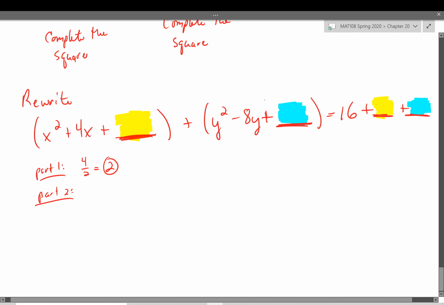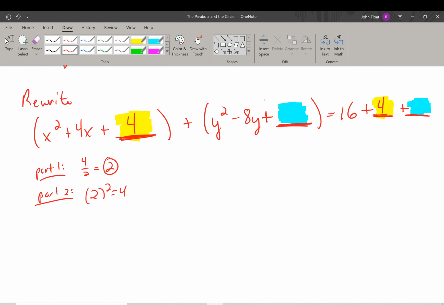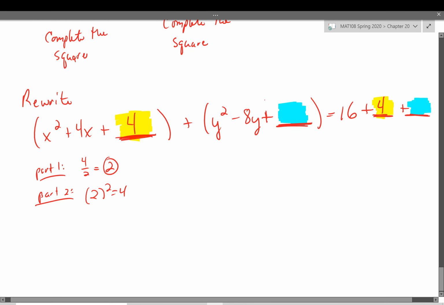Part 2, we take that result and square it. So I know I'm going to add 4 to the left, which means I add 4 to the right. Okay? Now, I'll do this in a different color. So let's complete the square for the y values now.